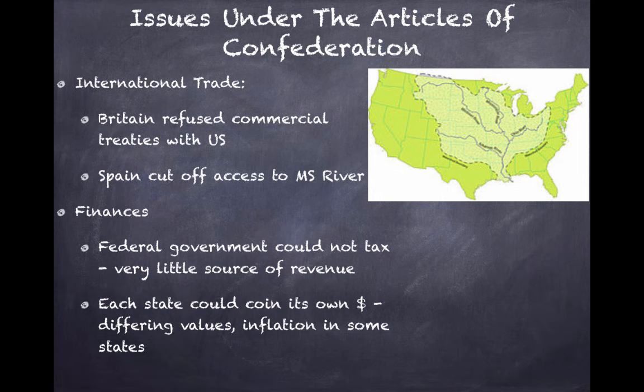Each state could coin its own money, and this led to differing values, inflation in some states. So New York would have its own currency, Pennsylvania would. Think about if you're traveling among the states during this time, how difficult it would be to constantly exchange currency and the fluctuating values. That's going to discourage trade and will lead to many difficulties with trade.